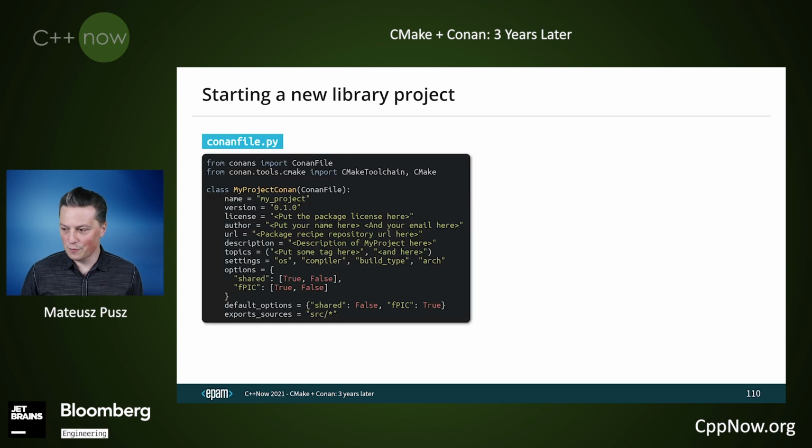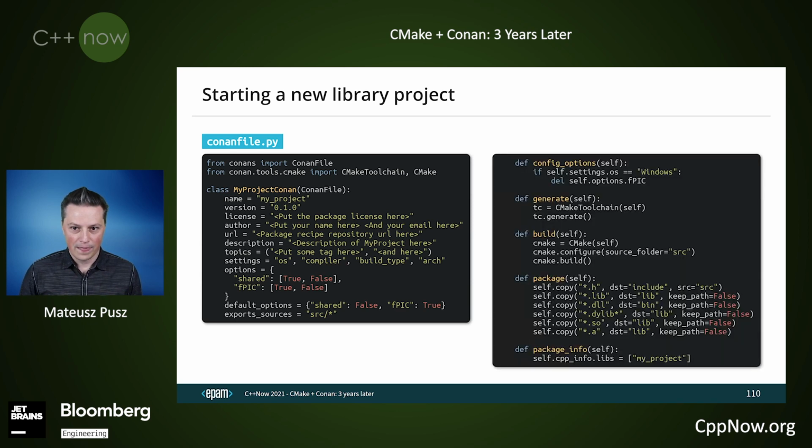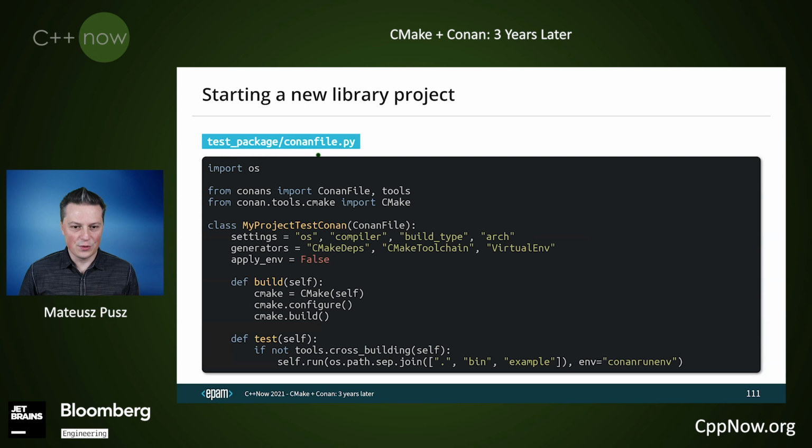I'll just go quickly through those because we are nearly out of time, so you can generate them by yourself and see how they look. There are a bunch of methods like config options, generate, build, package, package info. So these are the steps done by Conan during packaging. And test package is the one that is being used just to test if your package works correctly. It has only build and test methods here.